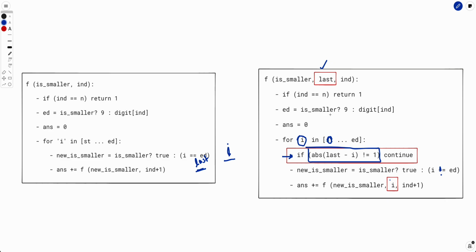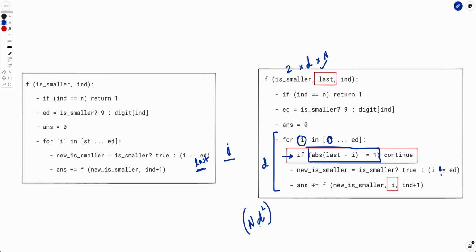So now what is the time complexity? Time complexity is again the number of states multiplied by what we are doing in each state. What we are doing in each state doesn't differ, it is still D, the number of digits that we have, but the number of states differs. There are two different values of E smaller, true or false. There are D different values of last, because there are D possible digits, and there are N different values of index. So the complexity now is N into D square, right?